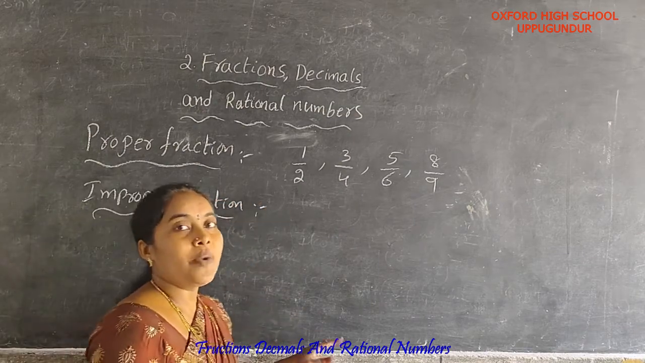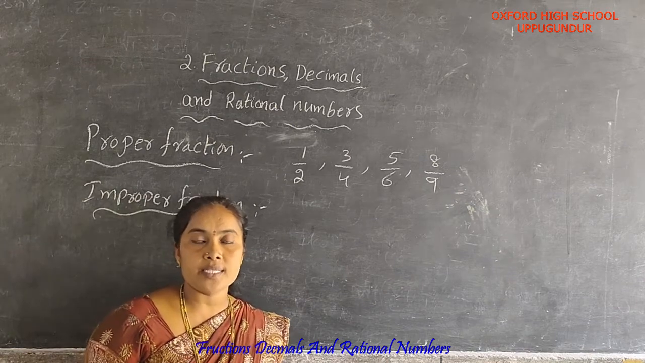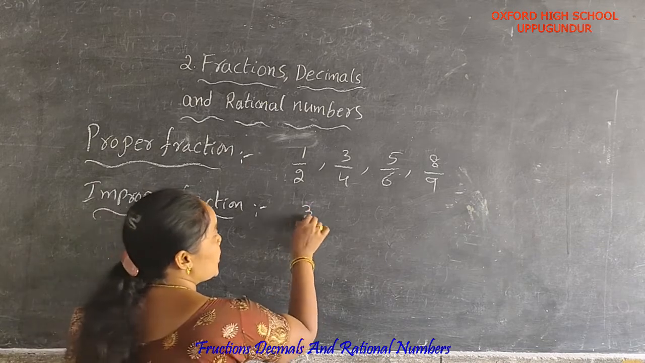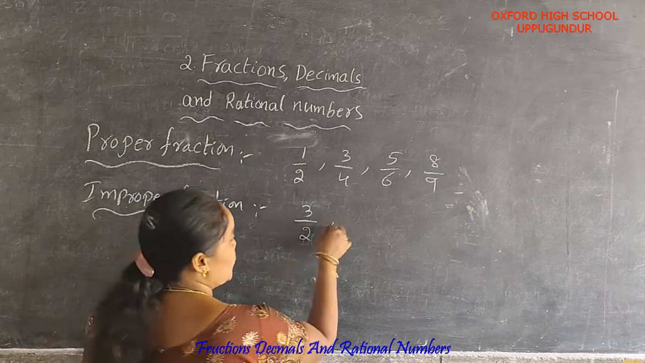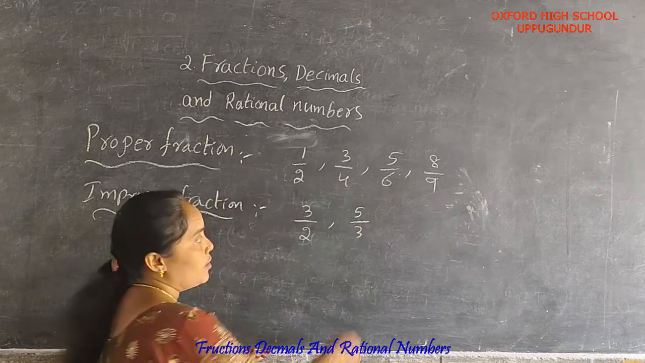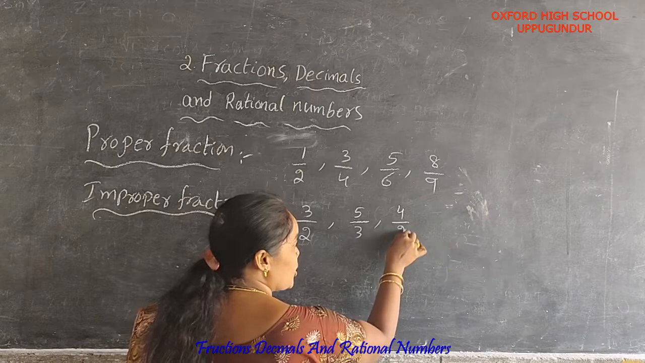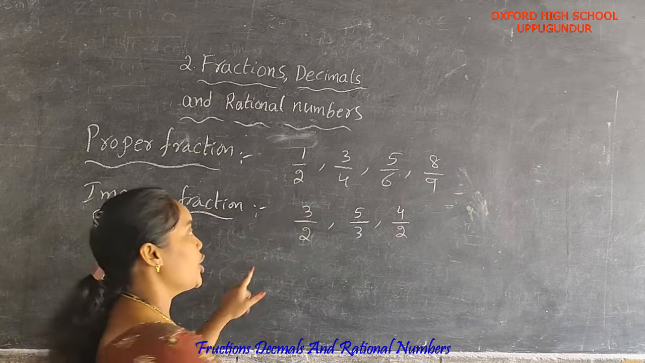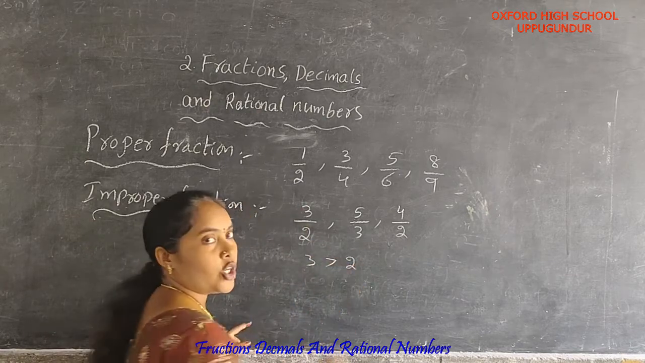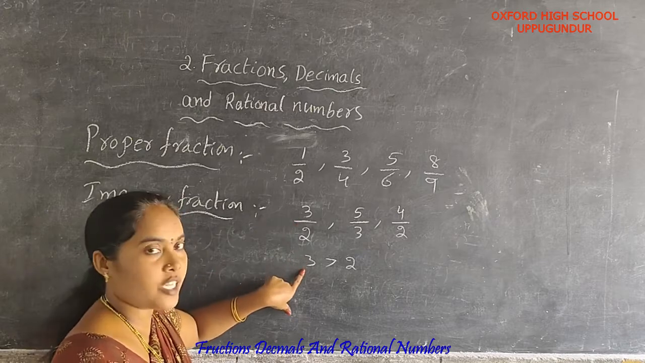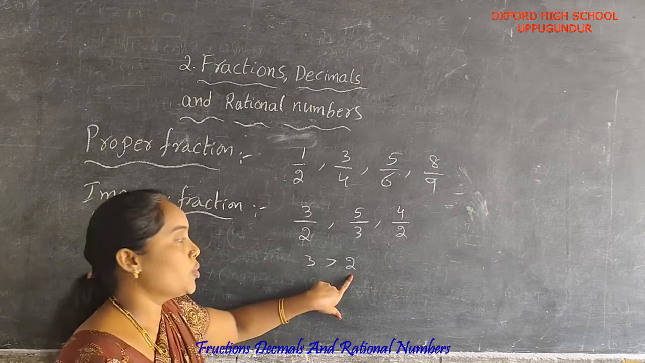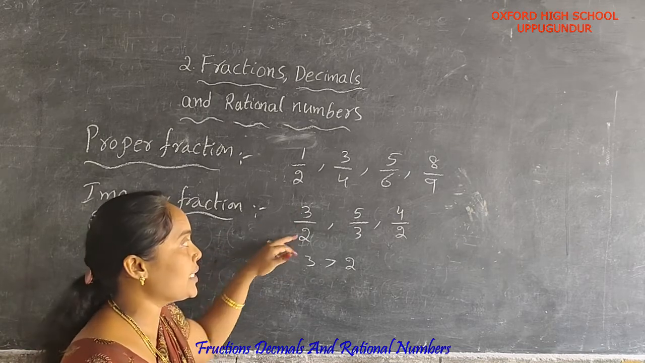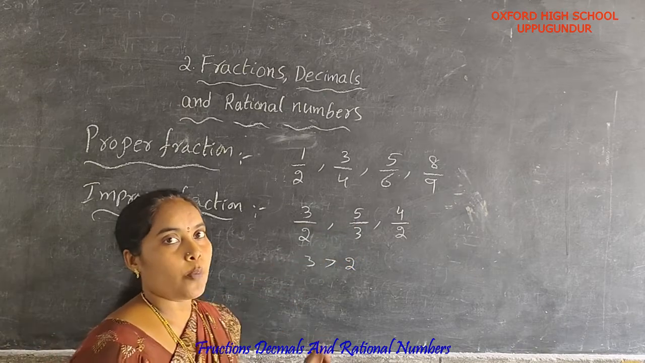Improper fraction. Numerator is greater than the denominator is called improper fraction. For example, 3 by 2, 5 by 3, next 4 by 2. So, numerator is greater than the denominator. In the first fraction, numerator is 3, denominator is 2. Numerator is greater than the denominator is called improper fraction.